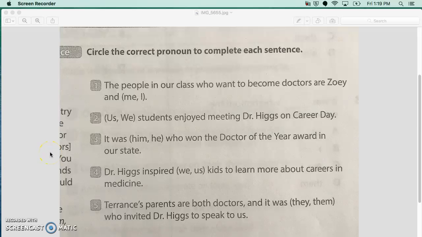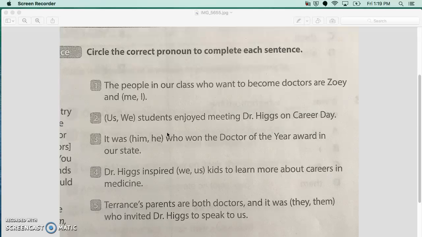Now look down at sentence 3. It was him or he who won the Doctor of the Year award in our state. These are tricky. You need to, again, find your predicate. What is the action in the sentence? Go ahead and find that. Okay, hopefully you looked at won the Doctor of the Year award. Now you need to ask yourself, was it he who won the Doctor of the Year award or him won the Doctor of the Year award? He did. He won the Doctor of the Year award.